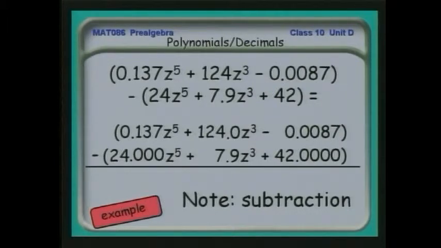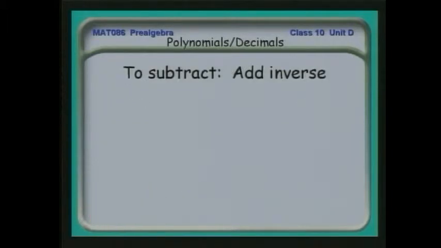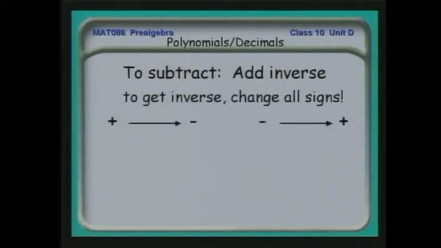Now I remember something else. In order to continue here, I need to take that minus sign inside the bracket. And to subtract, I need to add the inverse. To get the inverse, I change all the signs. If I see a plus, that becomes a minus. If I see a minus, it becomes a plus.